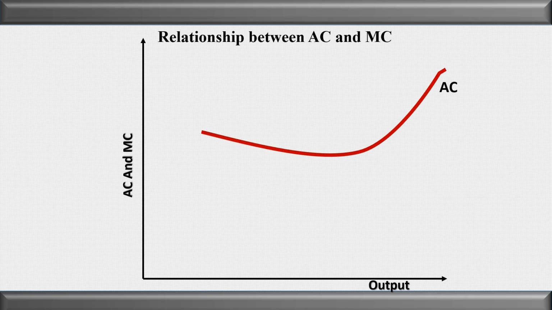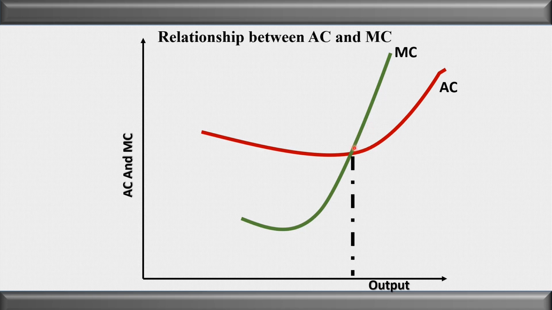Now let us see the relationship between average cost and marginal cost. We know that the shape of the average cost is U-shape. The shape of the marginal cost is also U-shape. So what does this diagram show? This diagram shows that initially there is a fall in the marginal cost and there is also a fall in the average cost. But marginal cost falls at a higher rate as compared to average cost. When the marginal cost starts increasing, average cost also increases, but marginal cost increases at a faster rate as compared to average cost. When decreasing, faster rate; when increasing, faster rate.